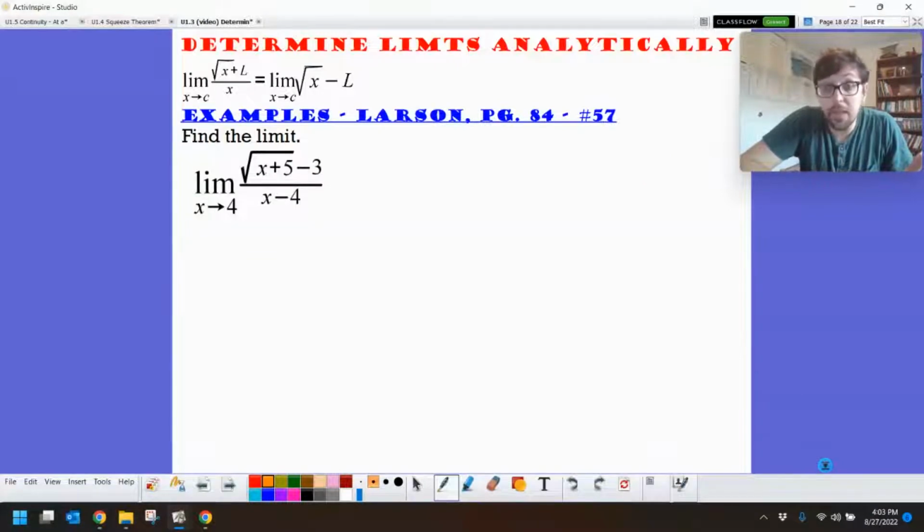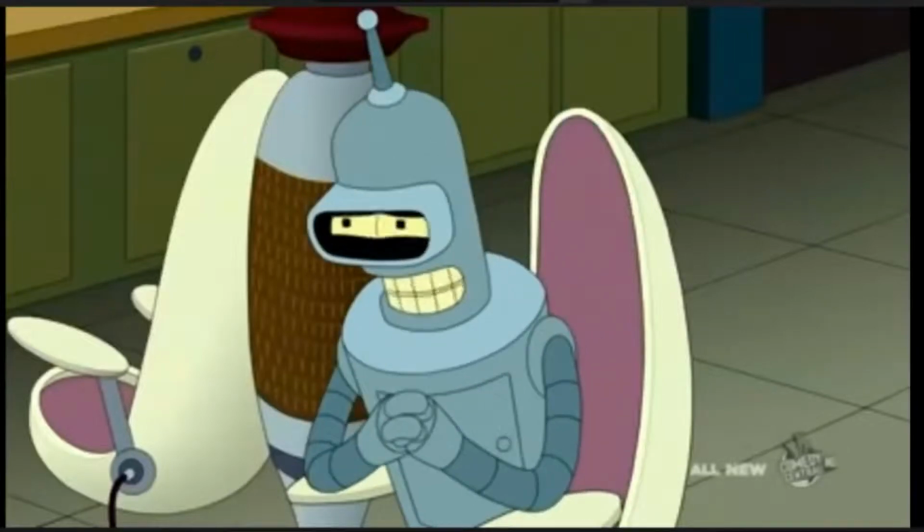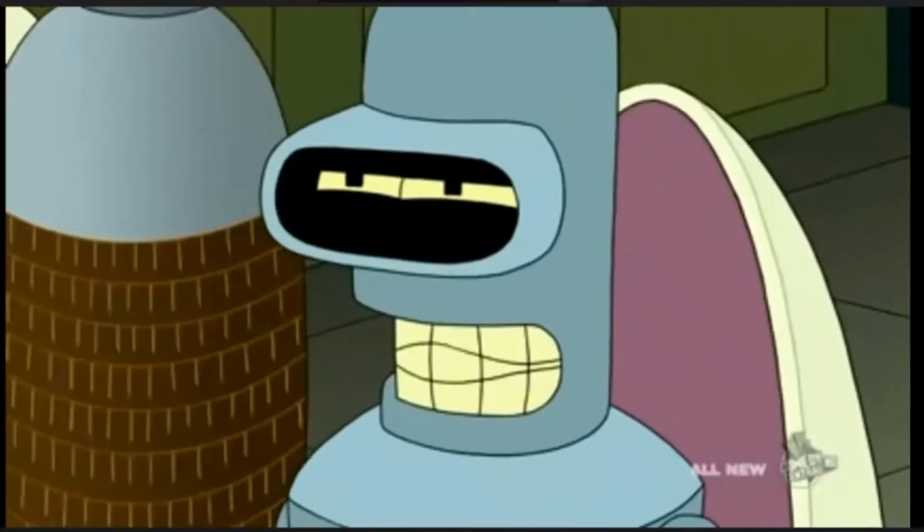In this problem, I go through my methods of determining limits. First, I try direct substitution. Well, I'd have 4 minus 4 in that denominator. That's not a good idea. Second, I go to factor. I can't factor and cancel anything because that's not factorable. So what am I supposed to do? I'm not sure. I'm afraid we need to use math.